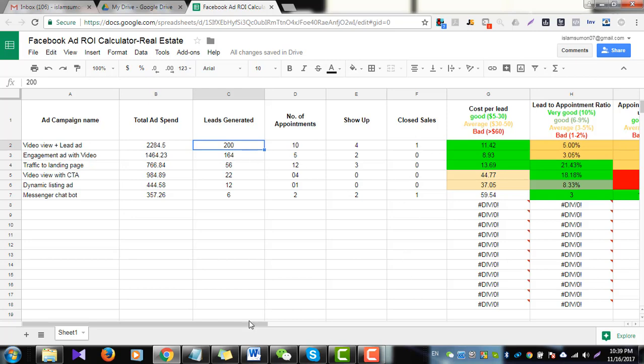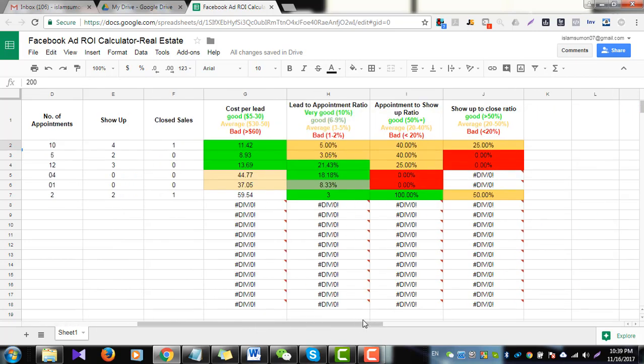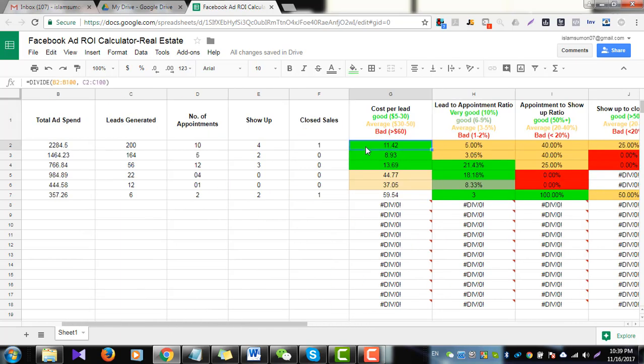At the right hand side, you can see that I have created some benchmarks for each of these campaigns. These are the statistics that I put for myself. You can, however, change them based on your preference, but what it does is color code different cells based on the results generated.